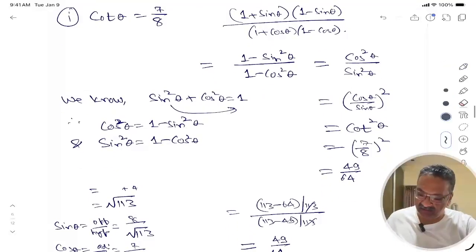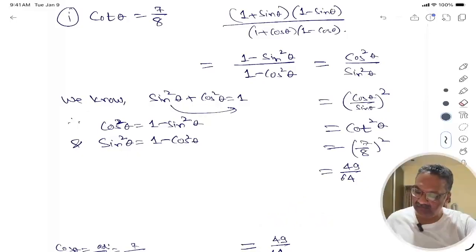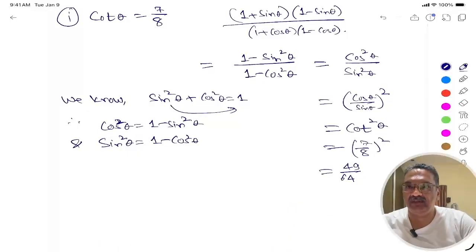We can do this without using Pythagoras theorem, or without finding the actual values of sin theta and cos theta. That is also possible. This is another method of solving this.